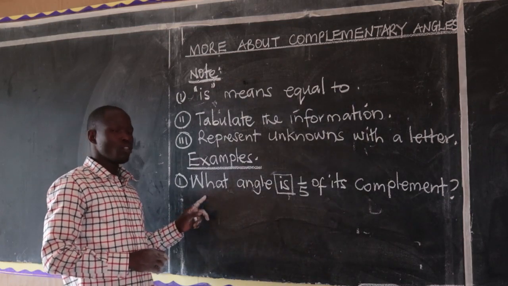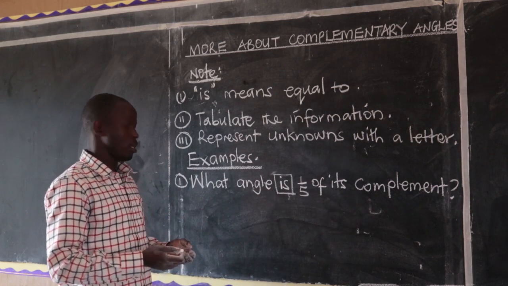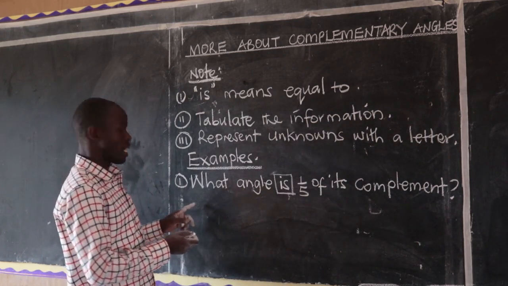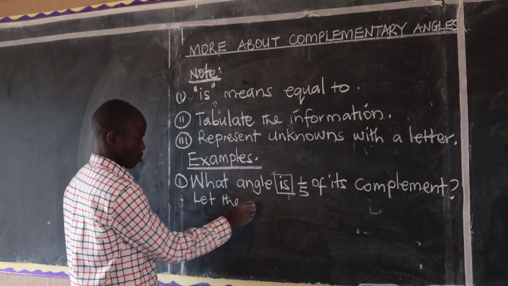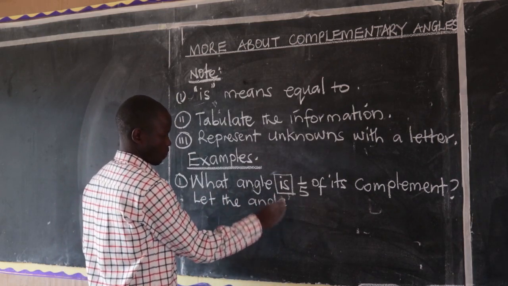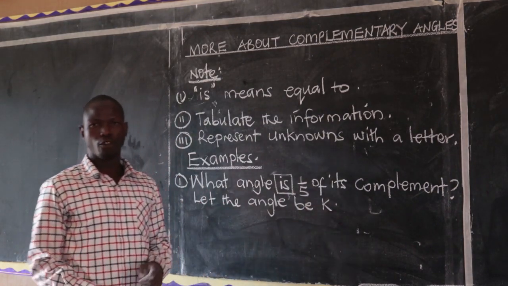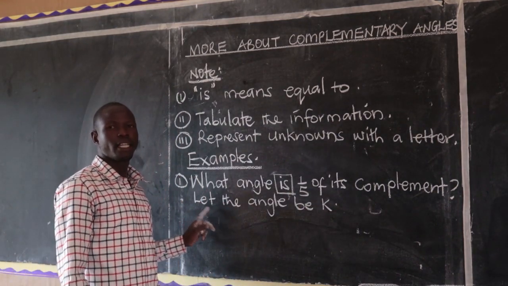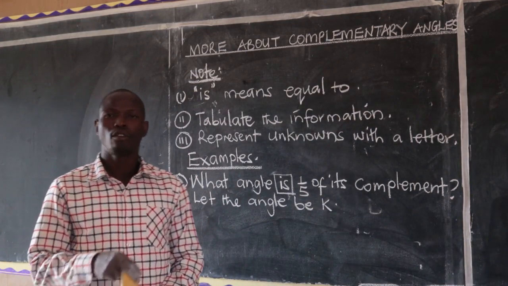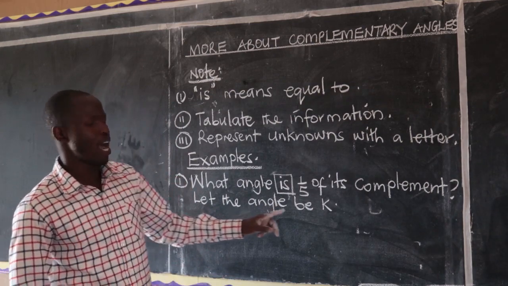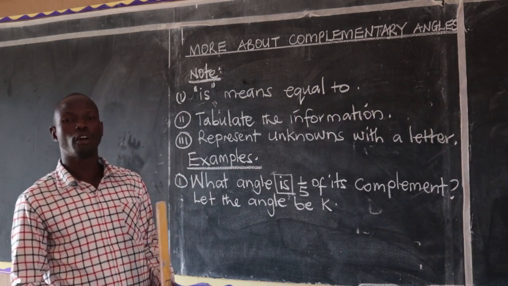Now, in answering a question of this nature, we do not know the angle. So for that case, we shall let the angle be a letter of your choice. In this case, I'm saying let the angle be K. Now, after you have represented your angle, which was not known, by letter K, you will therefore draw a table.